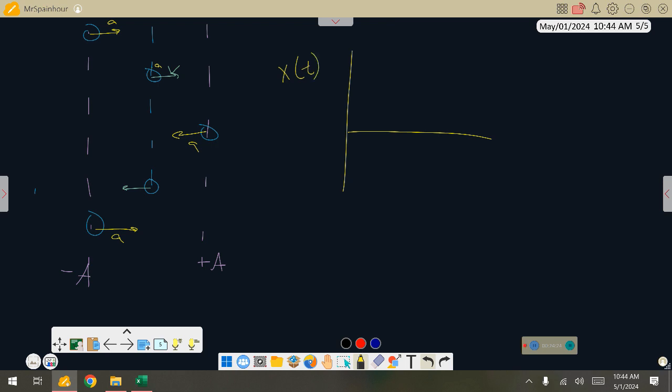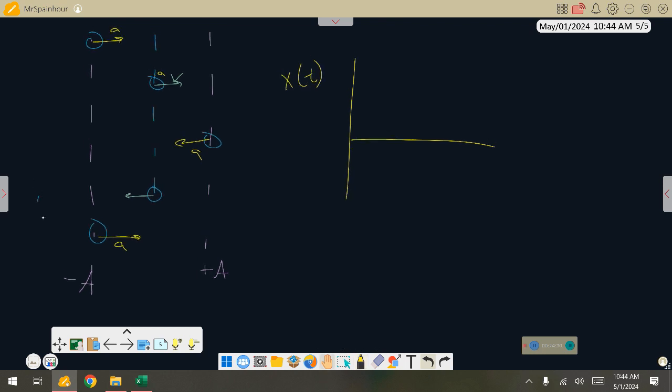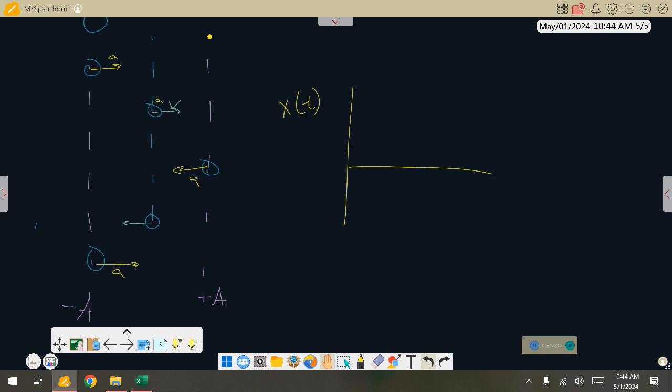Where did you say it is at the beginning? Wait, for which example? The one where you just drop it or where you push it? No, just literally this example right here. Oh. So you said this side was negative, so it's at negative amplitude, right? You can thank Keyser for that. All right, so it's at negative amplitude right there.